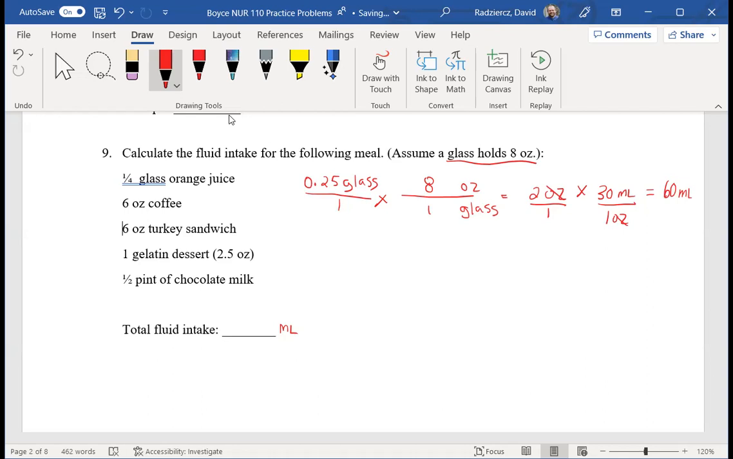6 ounces of coffee, you're just multiplying by 30 milliliters per ounce, which gives you 180 milliliters. 6-ounce turkey sandwich, not fluid. So we're not going to make any kind of calculation here. So yeah, not liquid.